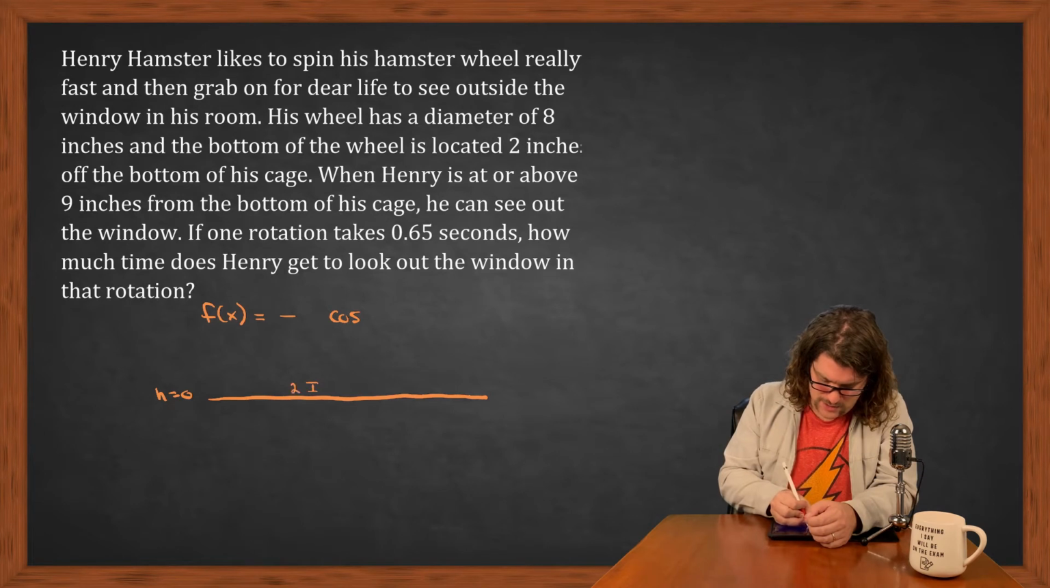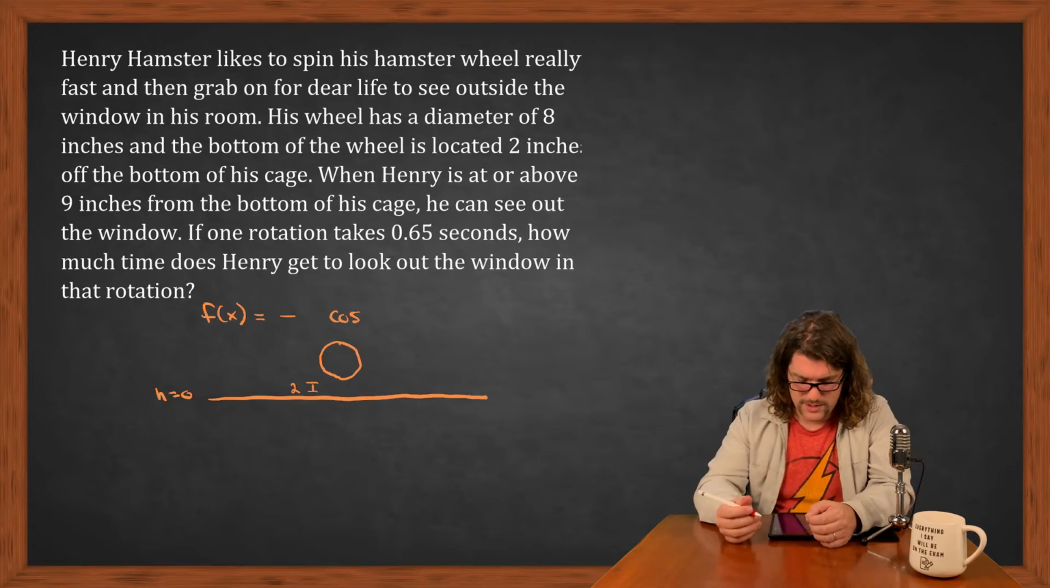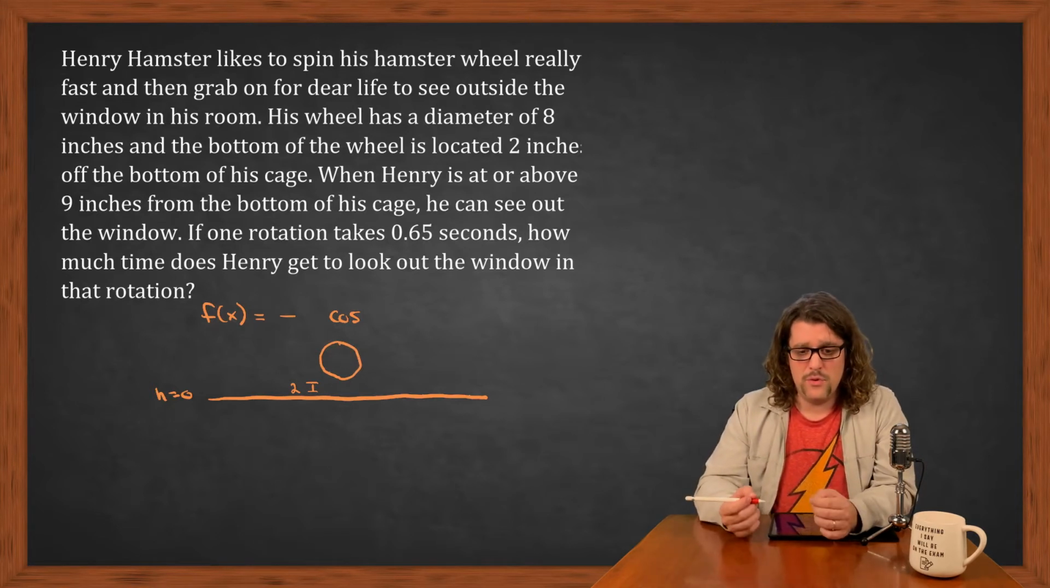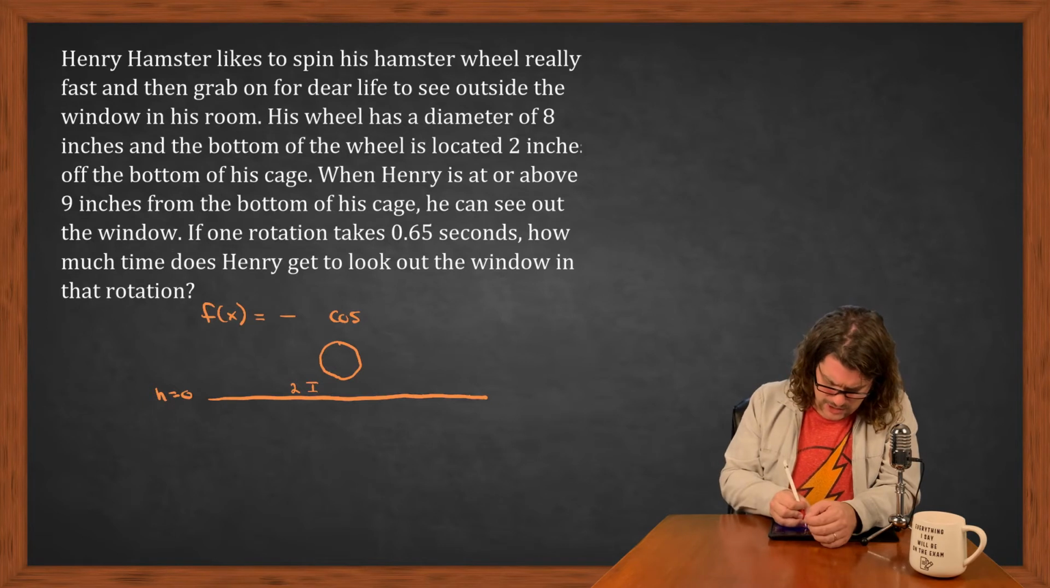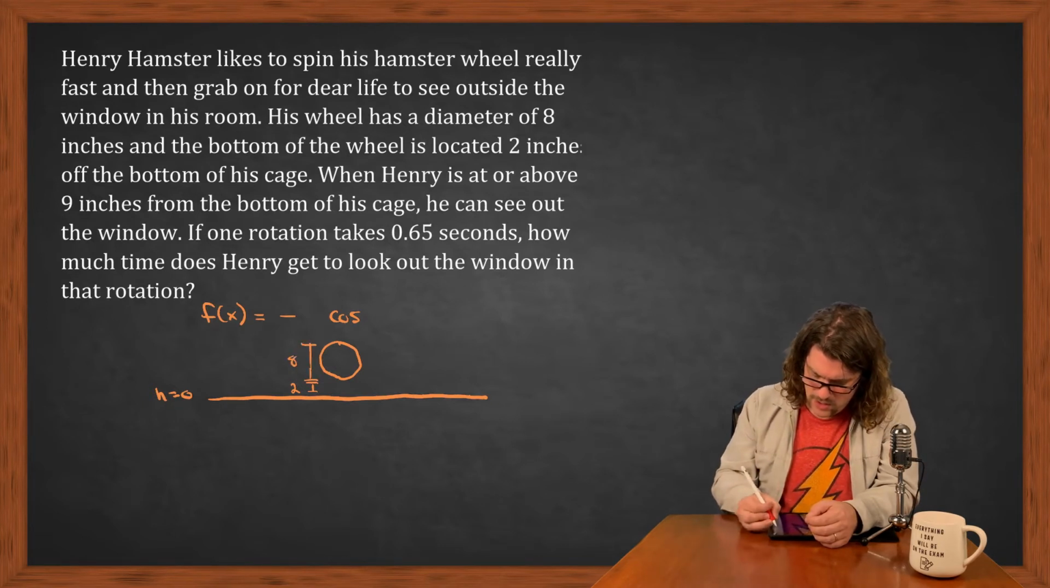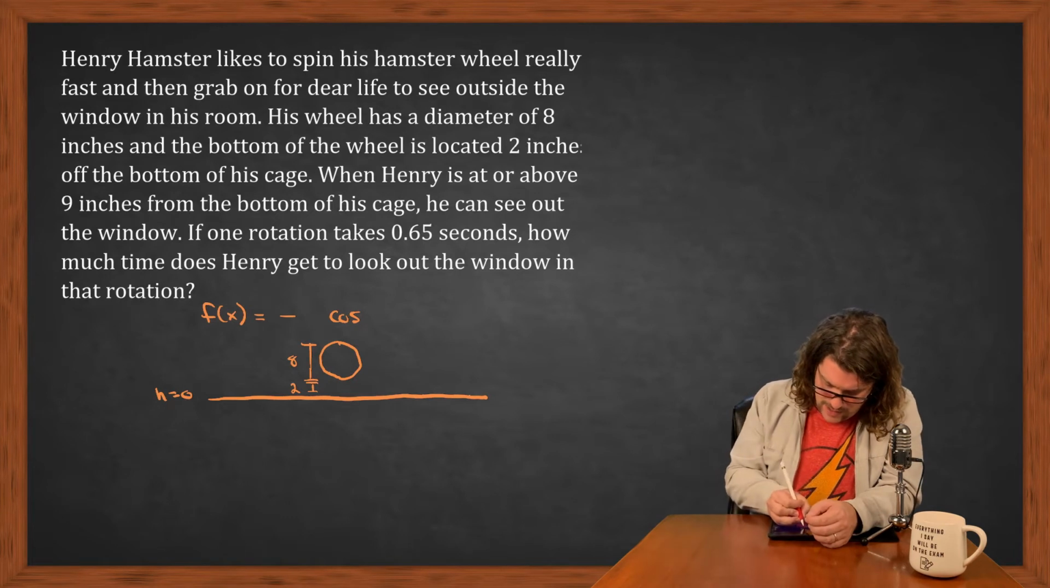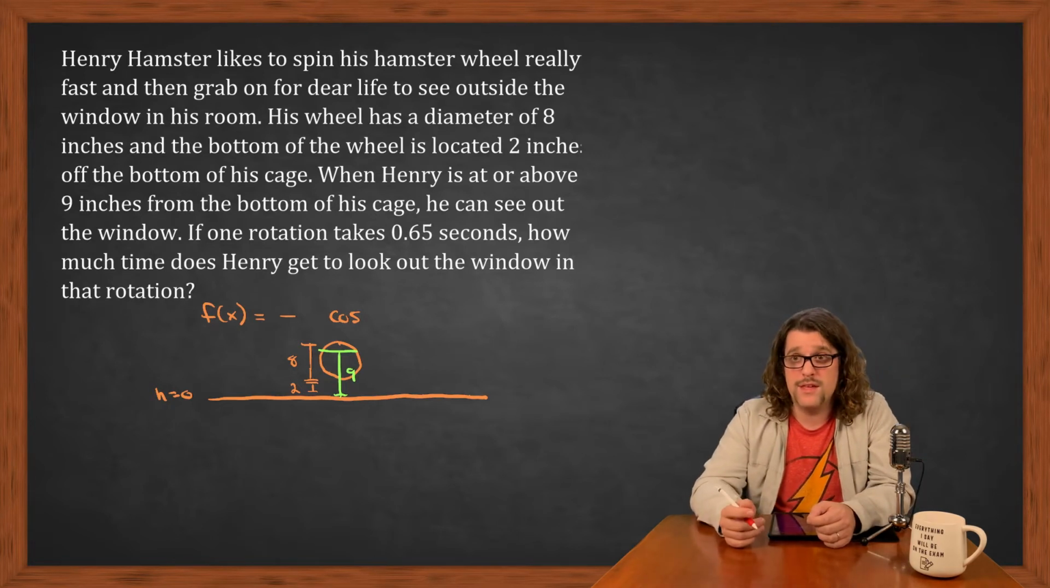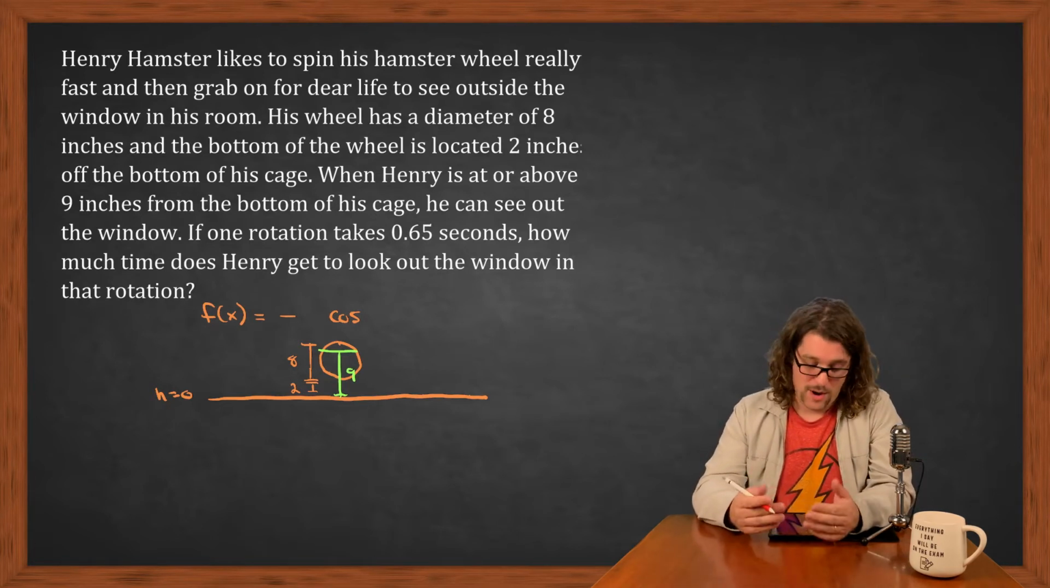Actually, the hamster wheel is 2 inches off of the bottom, and so I have this thing that's kind of kicking around, so the bottom of the wheel is at that 2 inches, and then the wheel itself is 8 inches in diameter, so from this point to this point is 8 inches. What I'm interested in finding out is when Henry is spending his time at 9 inches above the bottom of his cage.